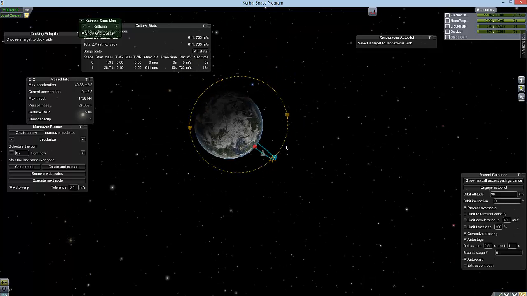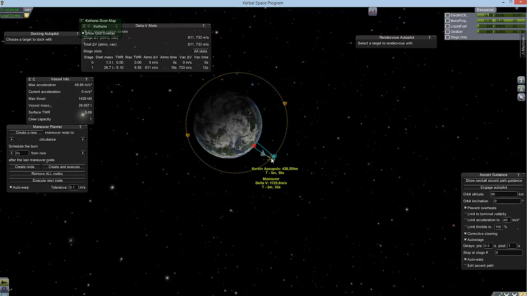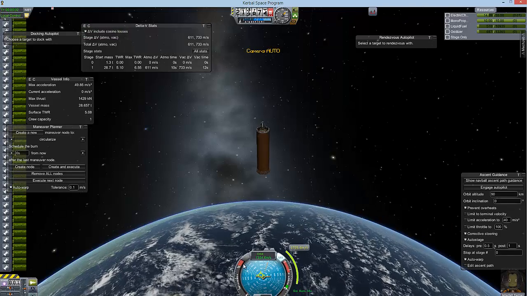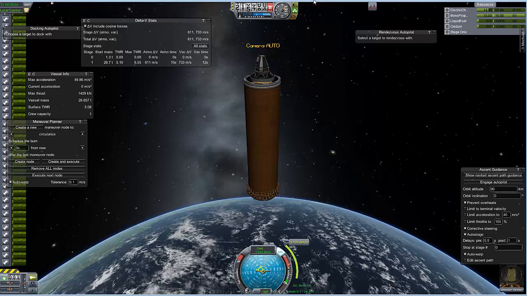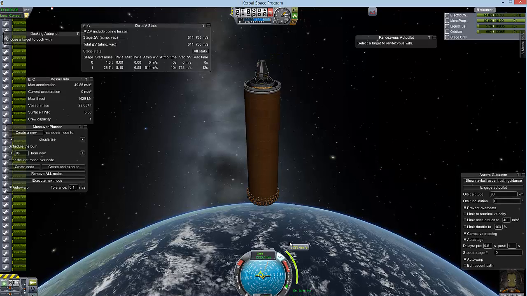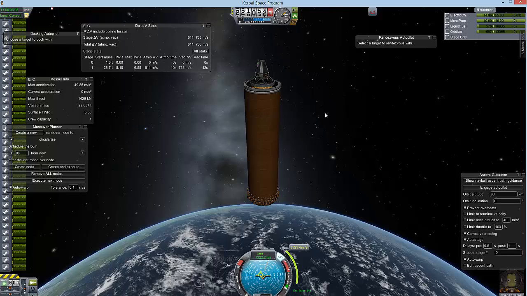And let's see, that needs to be a little bit more. And that's pretty good. How much delta V does this take? There's a little more than we can give. And let's... I don't know if we could, but let's go try it.